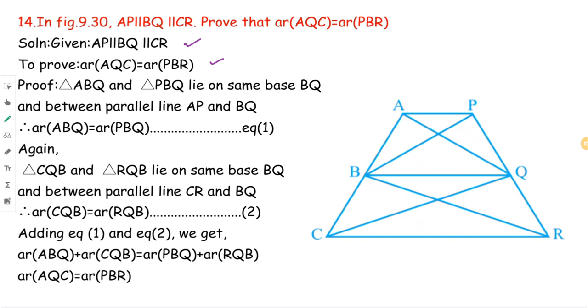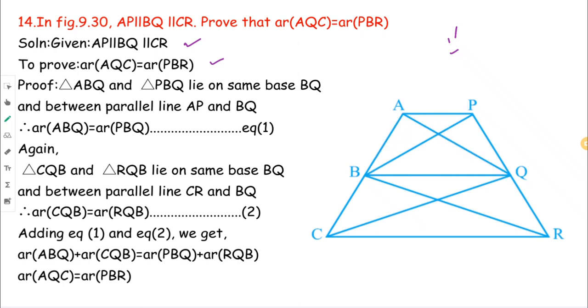Now let us look at the top part here. When you look at this triangle ABQ and then PBQ, can you see that they have the same base? They have the same base and they're also between the same parallels here. Which means we can say that these two areas are equal. So that will be our equation 1.